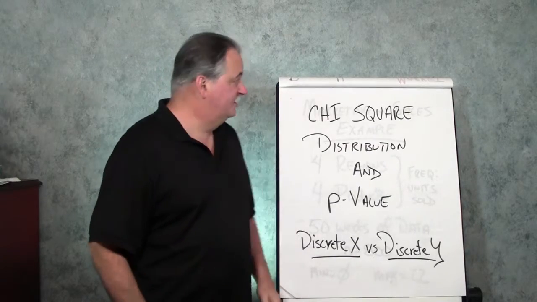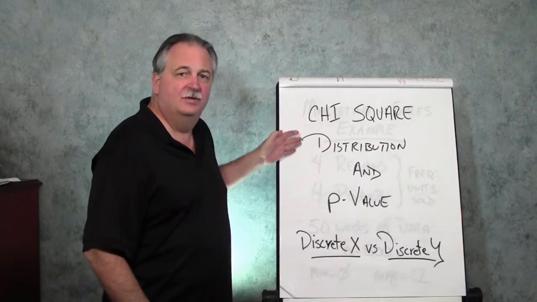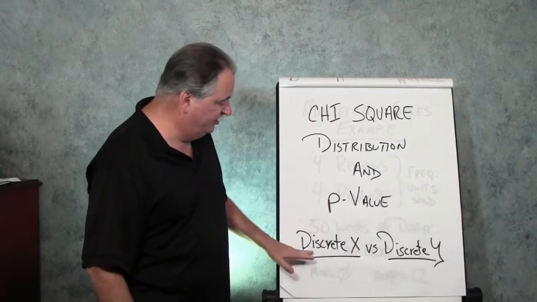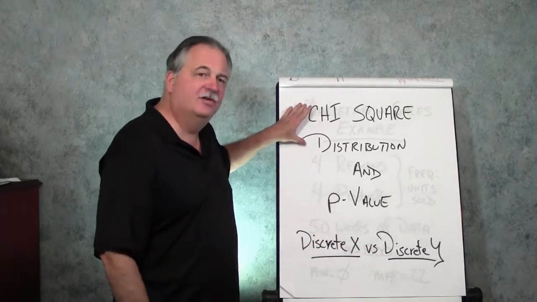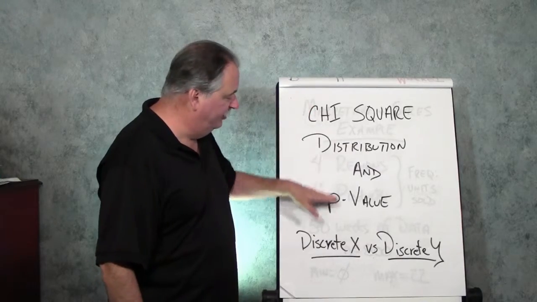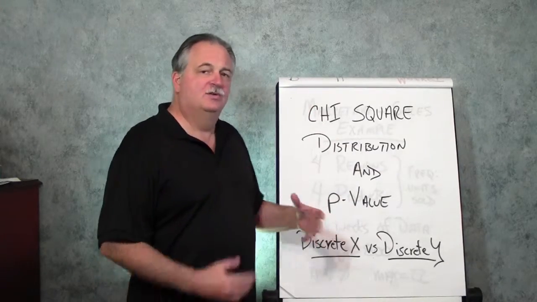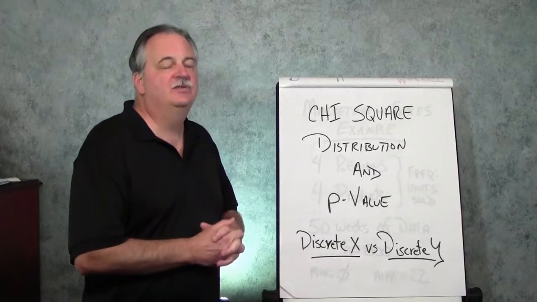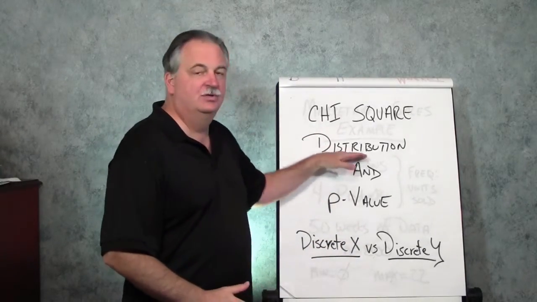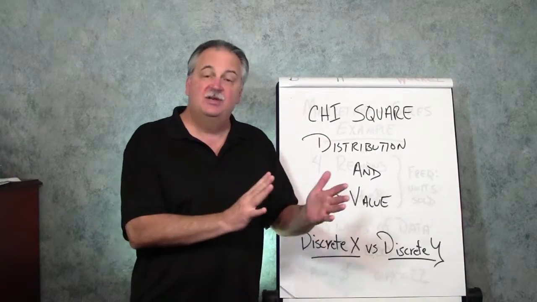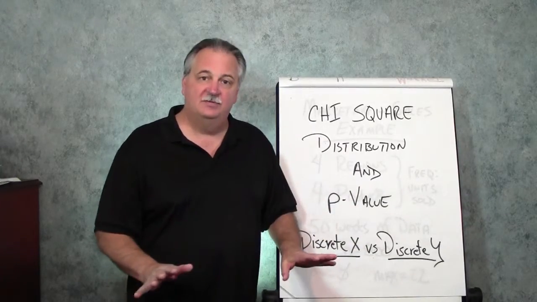Our topic for discussion is chi-square, this distribution that is used to compare discrete x's and discrete y's, and then how can we tell if there's a difference by looking at the p-value. So the p-value, the probability, is going to give us an idea of when the values that we have on the chi-square distribution are telling us that there is a difference or there is not a difference.